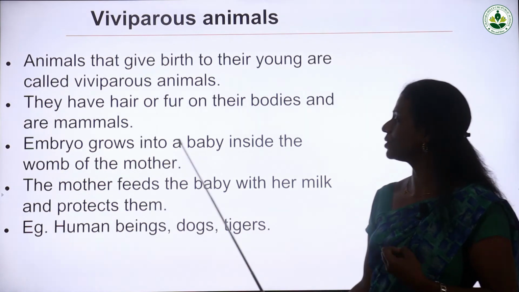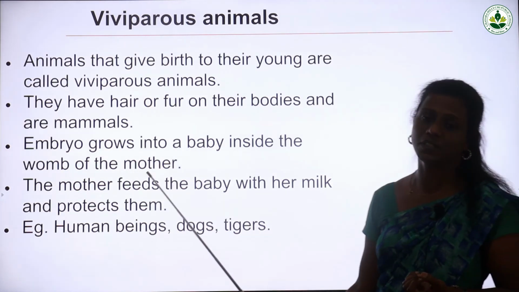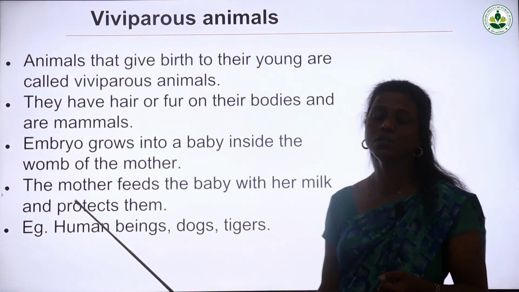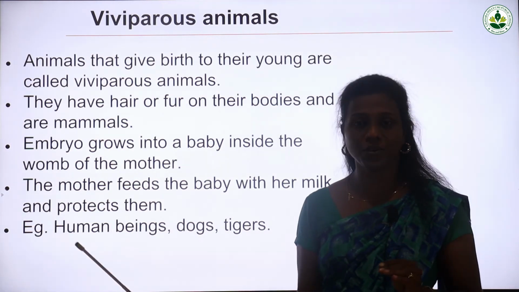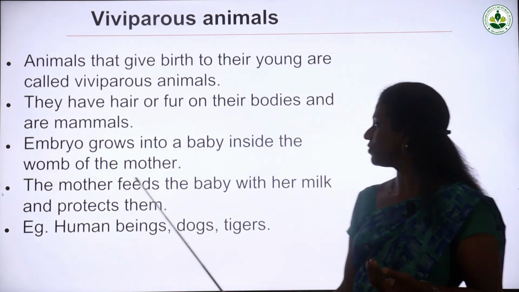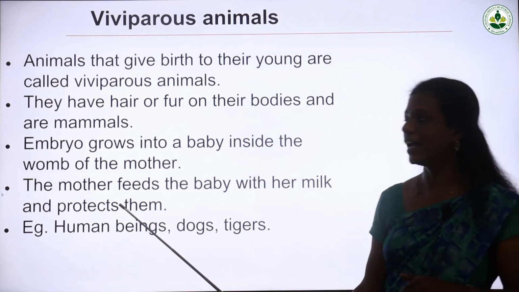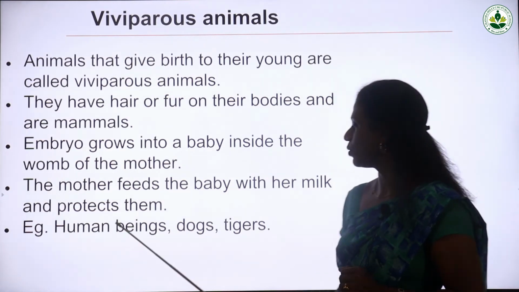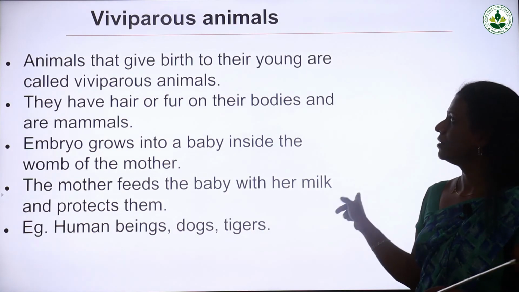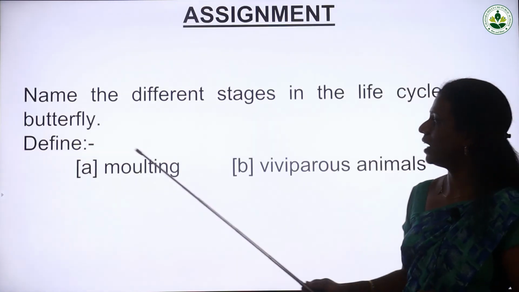Then the embryo grows into a baby inside the womb of the mother, and the mother feeds the baby with her milk and protects them. So inside the mother's womb the embryo is there. The embryo will develop into a baby. Example: human beings, dogs, cats, tigers, etc. So that is about viviparous animals.